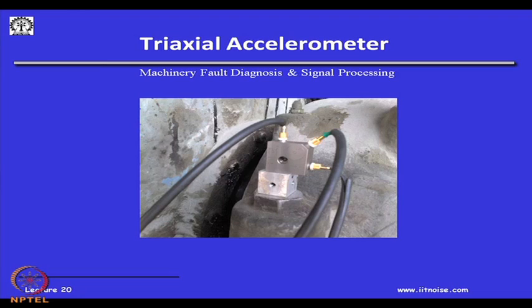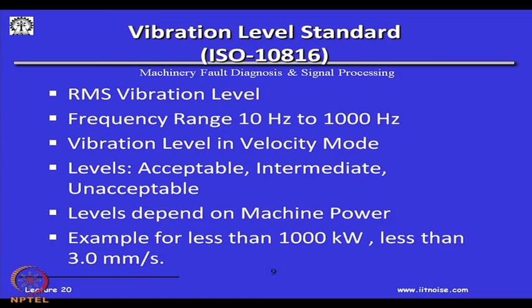And typically in any plant, you will see the configuration of the machineries is a machine being driven by a prime mover. This prime mover could be an electrical motor or an IC engine. And this is the new ISO 10816 standard, which says the allowable vibration level for a particular machine. ISO 2631 was for the human being and ISO 10816 is for the machines, which says we have to measure the RMS vibration level in the frequency range from 10 hertz to 1000 hertz.